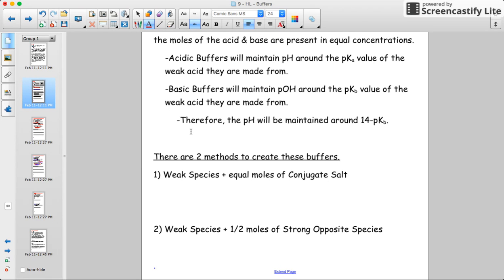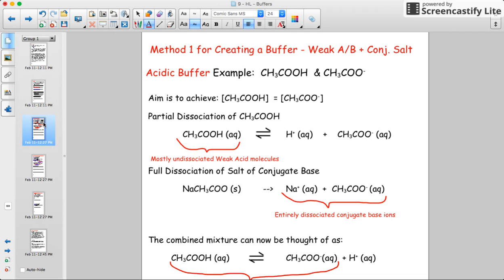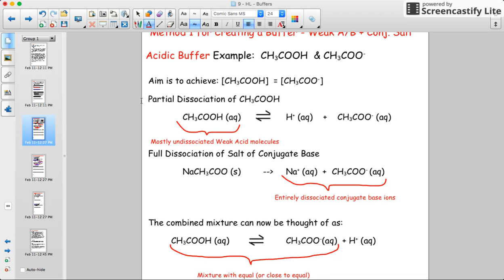There are two different methods for making a buffer. The simplest would be to use whichever weak species you're beginning with, and then add a salt of its conjugate. The other way is to start with a weak species and add a strong version of the opposite species. So if you start with a weak acid, add strong base to it, but only add half the moles of strong base, and that will end up giving you both the weak acid and the conjugate base in relatively equal amounts. I'll walk through each of these methods a little bit more closely now.